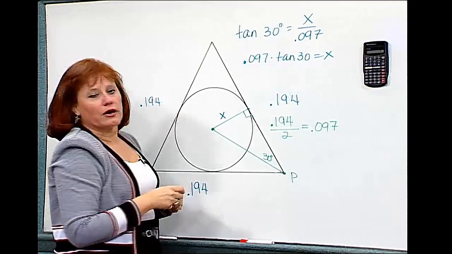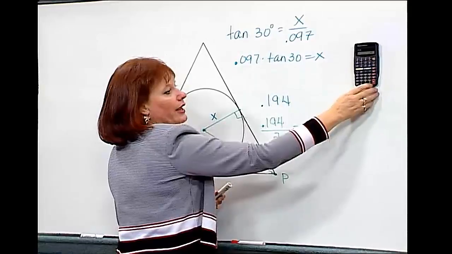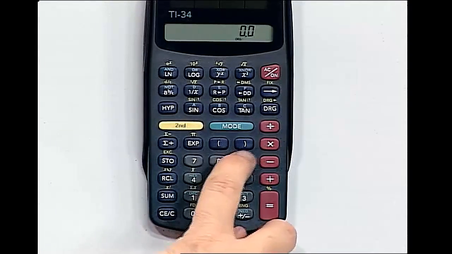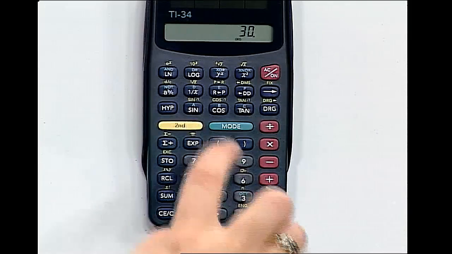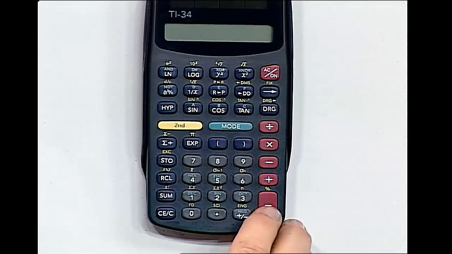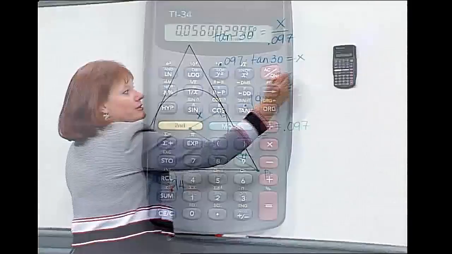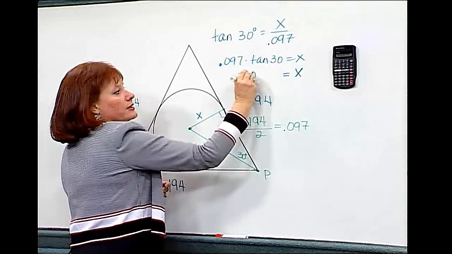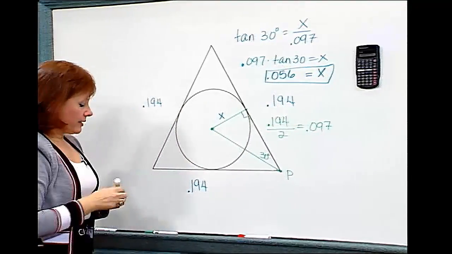So I'm going to move to my calculator and do this calculation. I'll make sure that the calculator is cleared out, and I'll put in 0.097 times the tangent of 30. So I'll put in 30 tangent and hit enter, and I get 0.05600. So x is equal to 0.056. Now let's remember what x gives us.